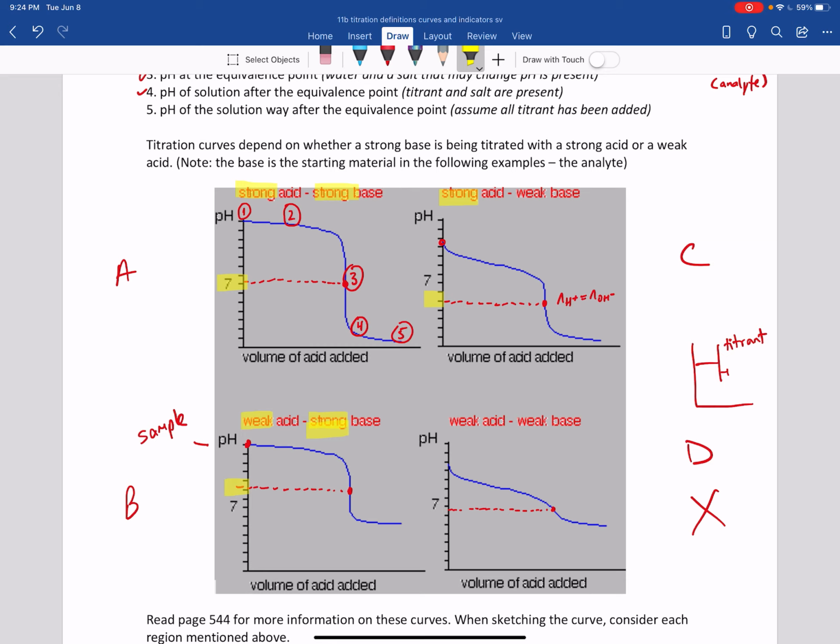If they're both strong, then the pH will be 7 because they'll be equal to each other. This is based on the properties of the salt that gets produced, and you can review the lesson titled Acidic and Basic Salts for more information on that. So these pH curves give us a lot of information about what happened, what was where, and what was being determined.